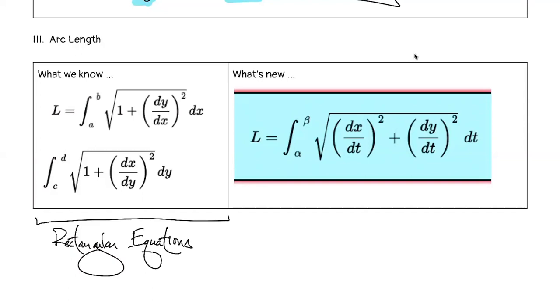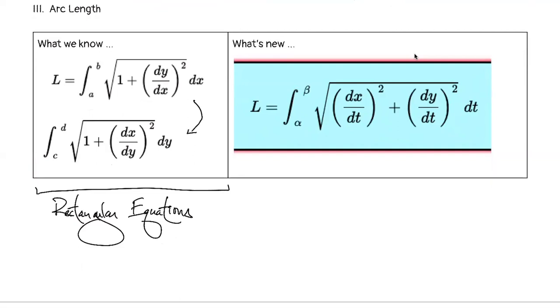The integral from a to b of the square root of 1 plus dy dx squared, and then a dx on the outside. That would be if you wanted to find it with respect to x, but you could certainly flip it so that you were changing your perspective. Sometimes it's easier to find with respect to y, all right? So the integral from c to d of the square root of 1 plus dx dy squared times dy, okay?